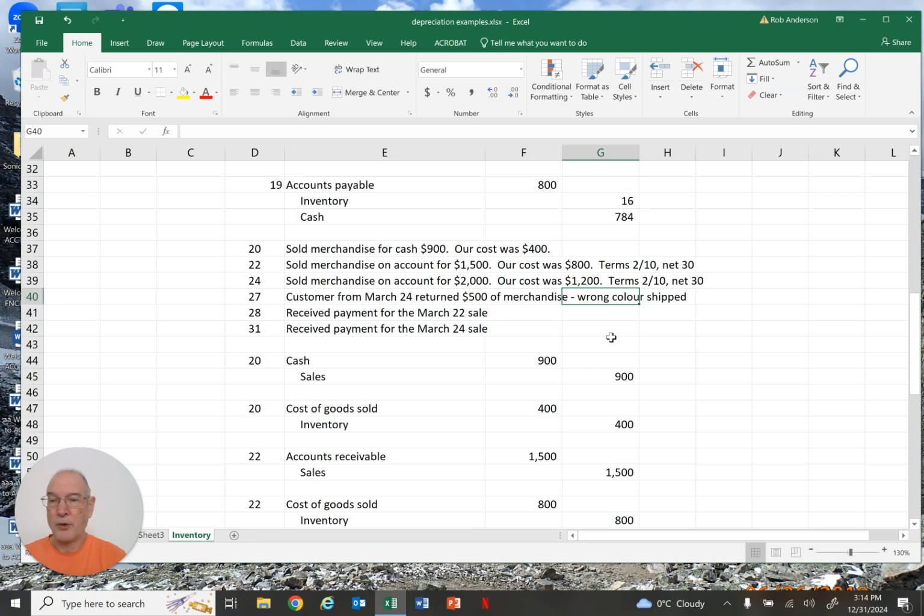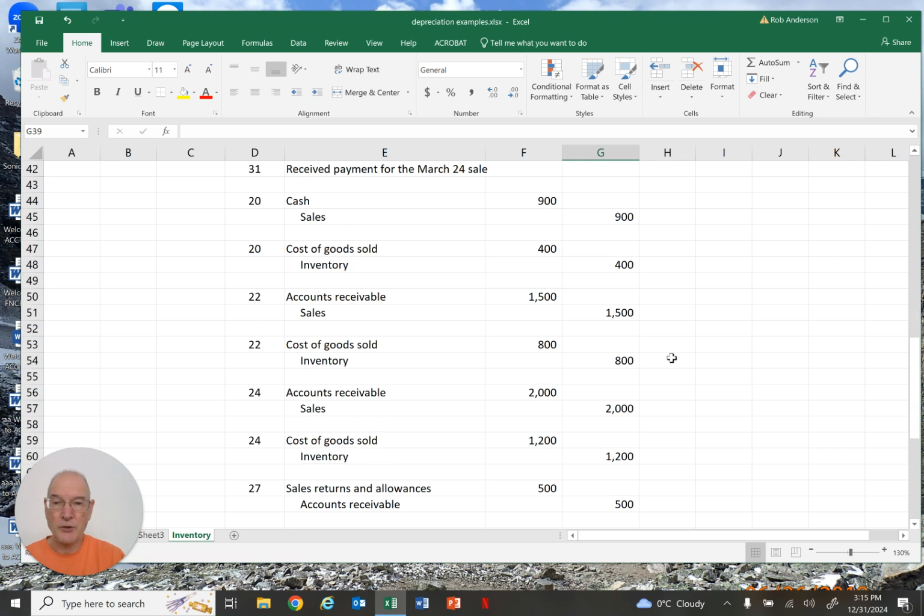Okay, we're putting these back in inventory. What was our cost? Now, sometimes this is given to you in a question in your accounting class. Sometimes you have to figure it out. And here we're going to figure it out. It was a $2,000 original sale, and they returned $500 of merchandise. If our gross profit percentage is constant, then the $500 is 1/4 of that order. And 1/4 of our cost of 1,200 is $300. So we just figured out that we're putting $300 of goods back into inventory.